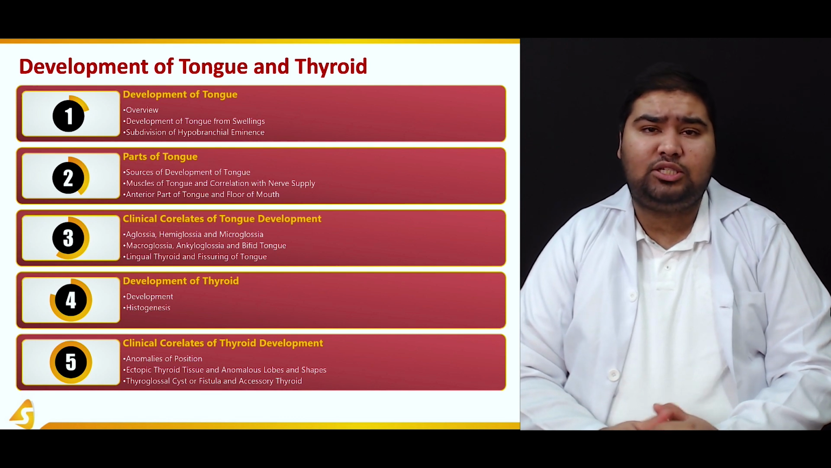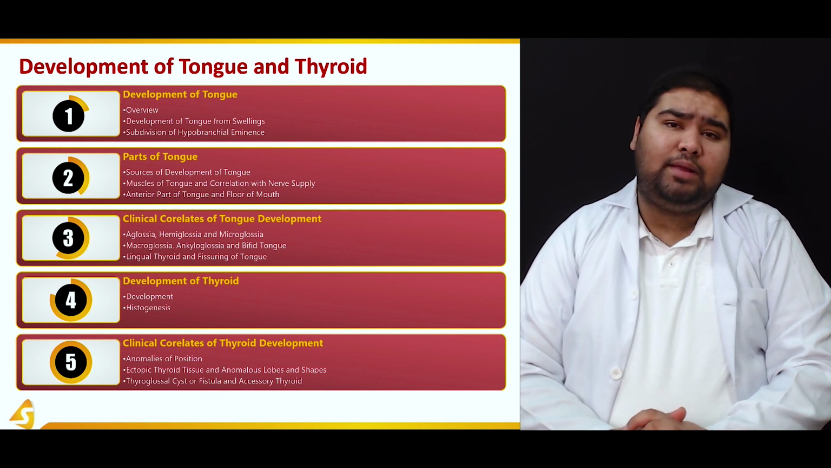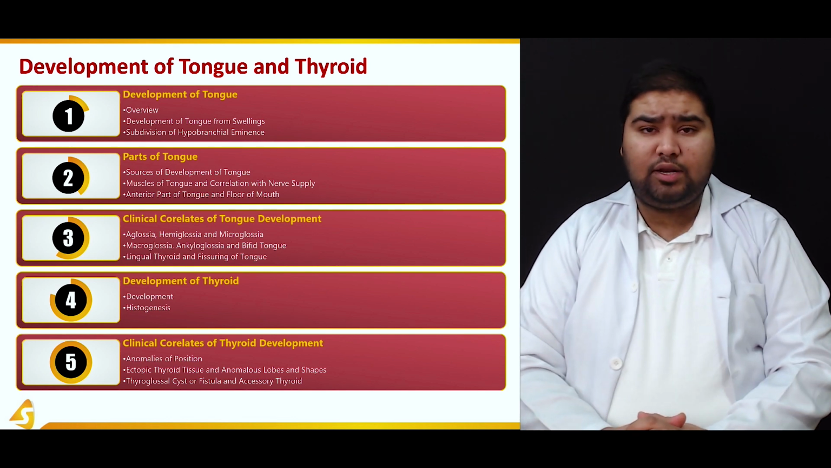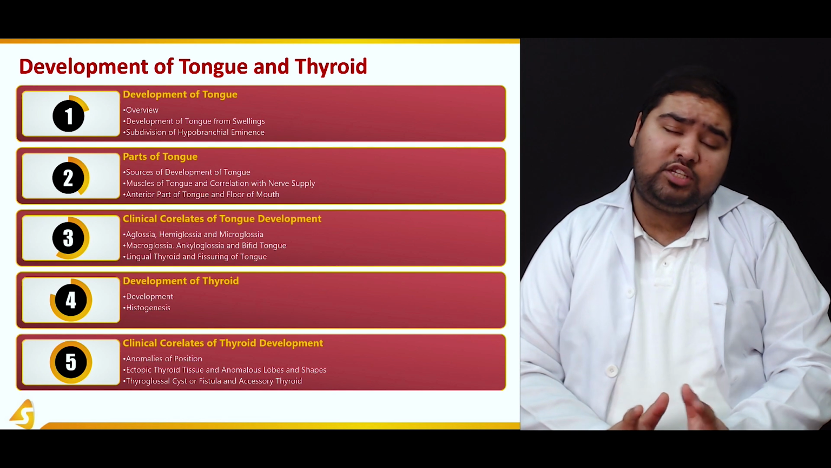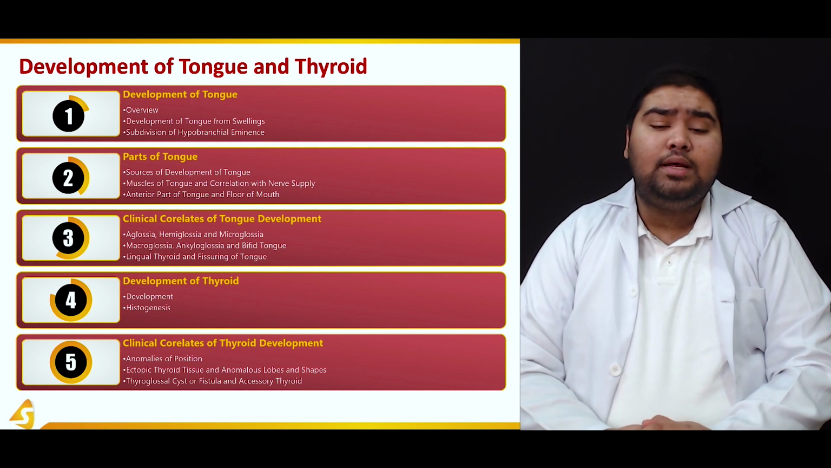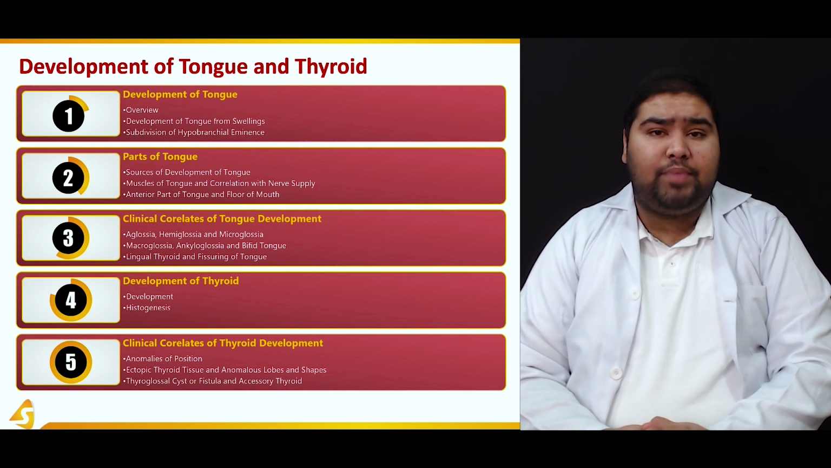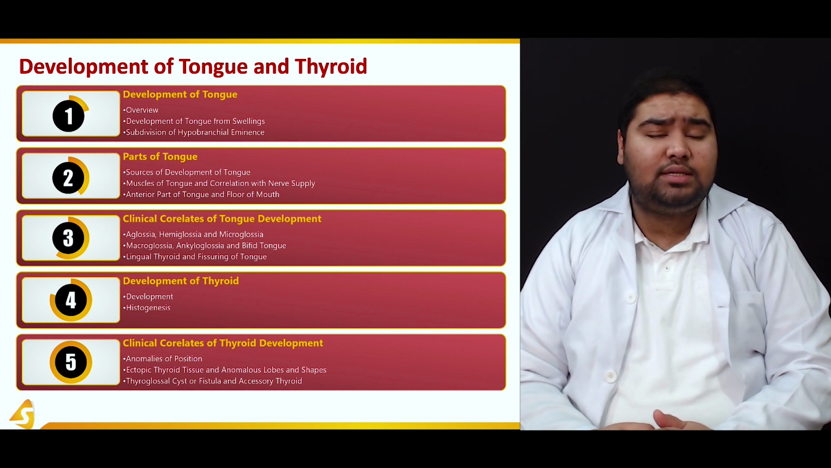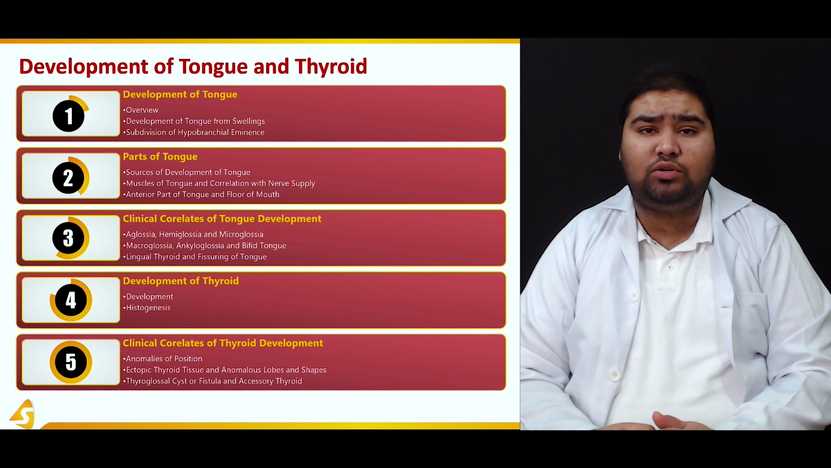In the fourth section, we'll be moving on to the development of thyroid. We'll see what are the sources of development of thyroid and from which embryonic structures the thyroid is actually made. We'll also talk a little about the histogenesis of the thyroid, that is what are the cellular components that help in the formation of the adult thyroid gland.